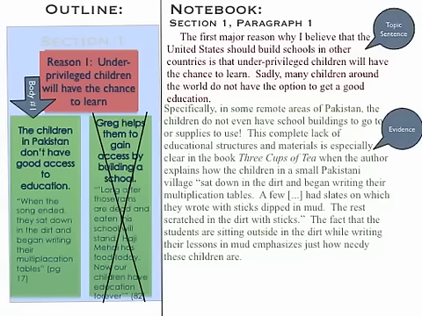So here goes. Specifically, so you can see I'm getting specific now because evidence is specific. Specifically, in some remote areas of Pakistan, the children do not even have school buildings or supplies to use. This complete lack of educational structures and materials is especially clear in the book Three Cups of Tea, when the author explains how the children in a small Pakistani village, quote, sat down in the dirt and began writing their multiplication tables. A few had slates on which they wrote with sticks dipped in mud. The rest scratched in the dirt with sticks.